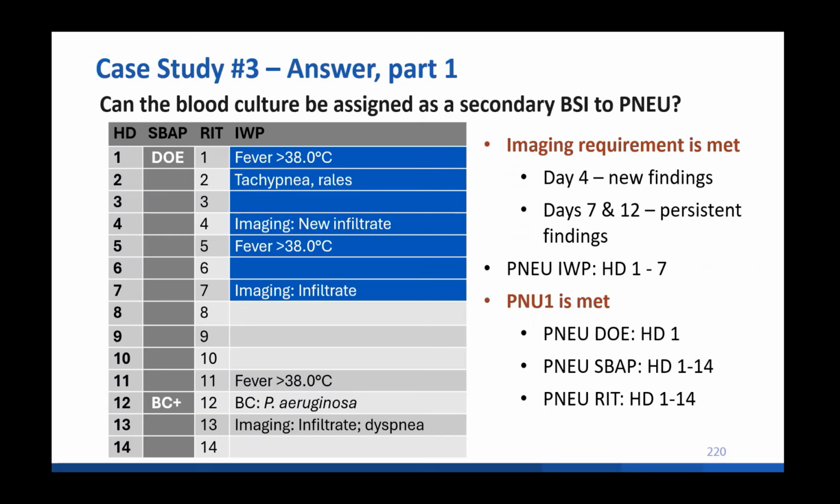Remember, in order to assign a BSI as secondary to another site of infection, one of the secondary BSI scenarios must be met. In this case, we have already determined that secondary BSI scenario 1 cannot be met. However, if secondary BSI scenario 2 can be met, in other words, if pneumonia 2 can be met using the blood culture as an element in the pneumonia infection window period, and the date of event is within the pneumonia repeat infection timeframe, the BSI can be attributed as secondary to pneumonia. So let's look at how this happens.